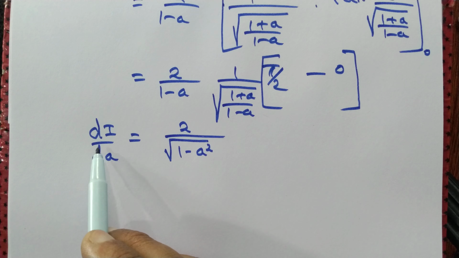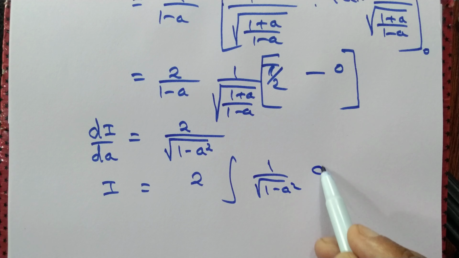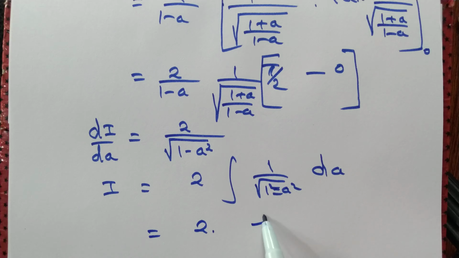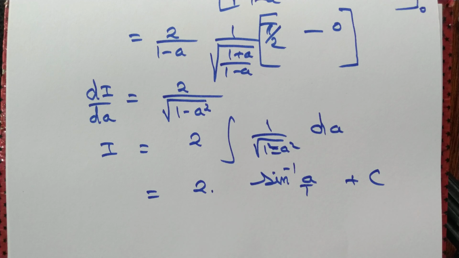The opposite of derivative is integration, so we integrate it and say that I equals 2 times the integral of 1/root of (1 - a²) da, and that is simply the formula for the integral of 1/root of (a² - x²) dx, which is sine inverse of x/a, in this case a/1. Of course, plus some constant of integration. So we have I(a) equal to this.